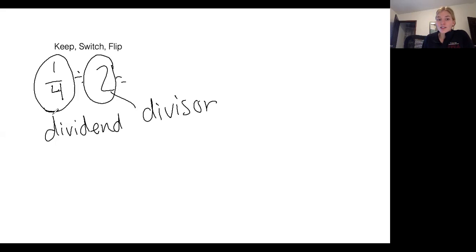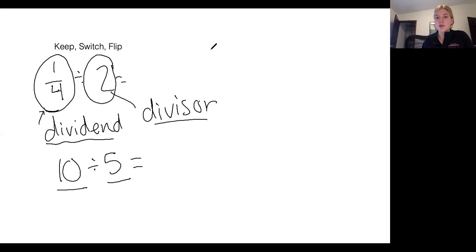And this is going to be the same for any division number sentence. So 10 divided by 5. The 10 is my dividend, and the divisor is 5. So let's keep these in mind as we move forward.